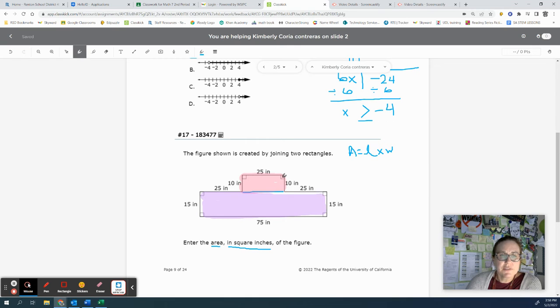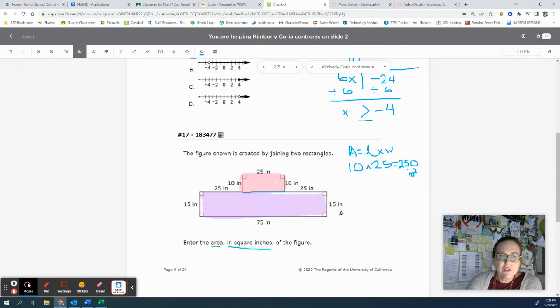Okay, so here we have 10 times 25. So the pink one is 10 by 25 inches. So 10 by 25 inches equals 250. You can use a calculator, but this is the powers of 10. 250 square inches. So I'm going to write inches squared.